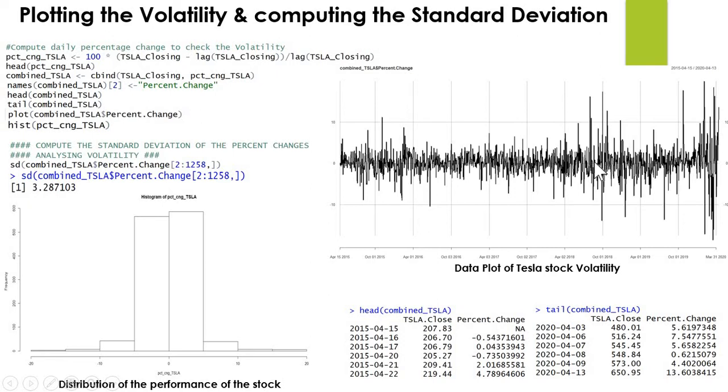Tesla stock is. And now that we have the volatility plotted for 5 years, it is now useful to think of volatility as the annualized standard deviation. And here I received the standard deviation of 3.287. And from the histogram, we can find the distribution of the performance of the stock.